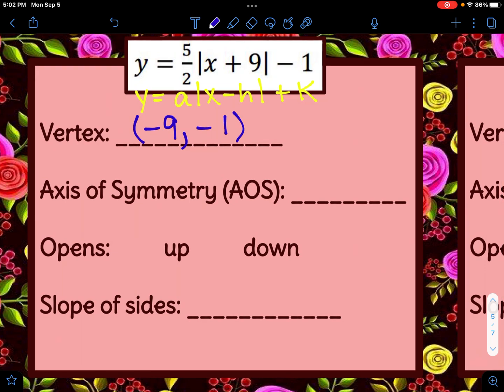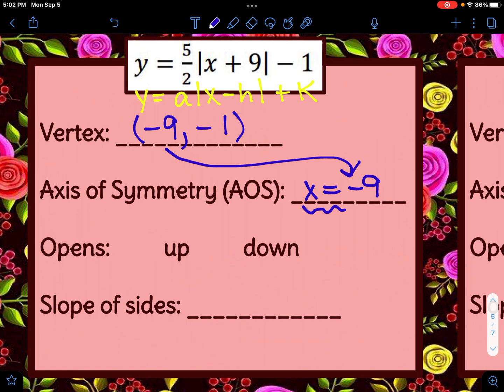And then I remember that Miss Ship said the axis of symmetry always goes through the vertex, and they share an x value. If I ask you for the axis of symmetry and you do not write x equals, you will get it wrong. The axis of symmetry is the equation of a line. It is not a number. You must write x equals.